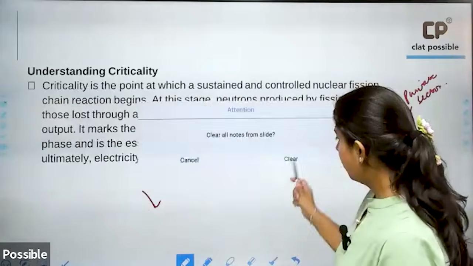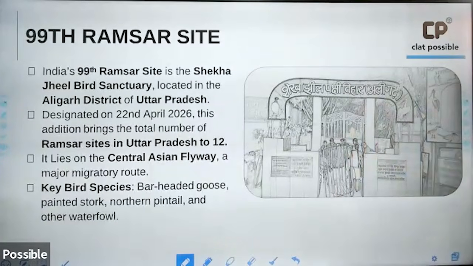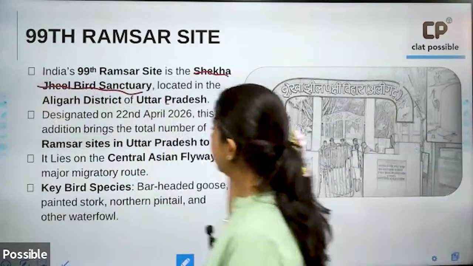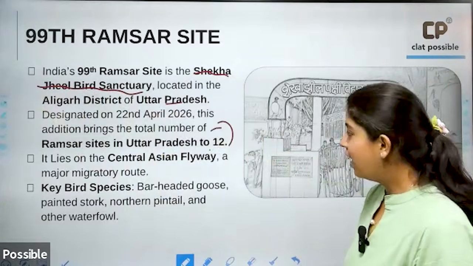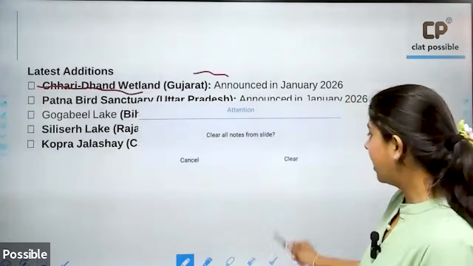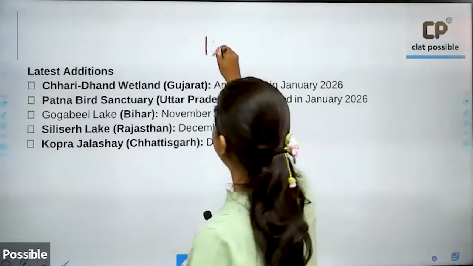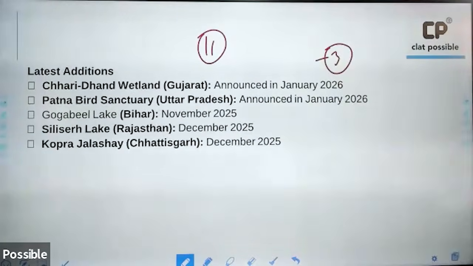Okay. All right. Then coming to the next one, the 99th Ramsar site has been announced, and it is the Sakhya Sagar Jheel Bird Sanctuary located in Uttar Pradesh. And now Uttar Pradesh has a total of 12 Ramsar sites, the second highest. Last year in 2025, we had a total of 11 additions. In 2023, we till now had 3.